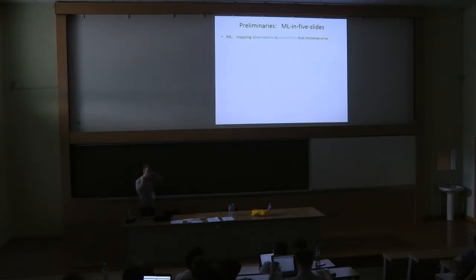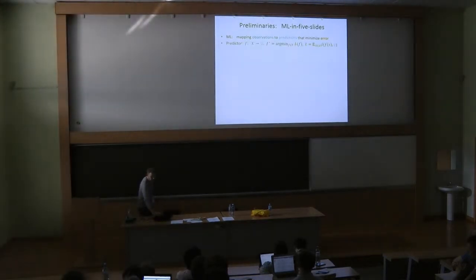So just a quick introduction to what machine learning is about. One way to think about it is that it's the general problem of taking observations of some sort and producing predictions for them, where the key constraint is that predictions aim to minimize some well-defined notion of an error. And we'll formalize this shortly and then give some examples.